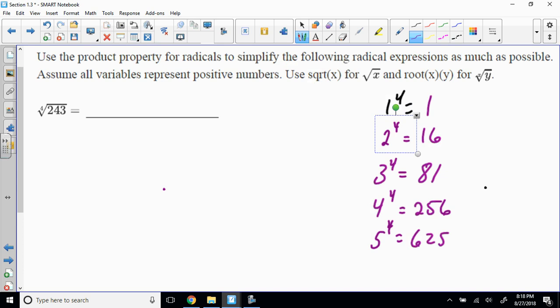All right, so that right there should be enough for us to do. So if we're going to simplify the fourth root of 243, we can't do that. 16, 81, 256, 625 better be a factor of it, right? Yeah, because those are perfect fourths. Powers of four, right?